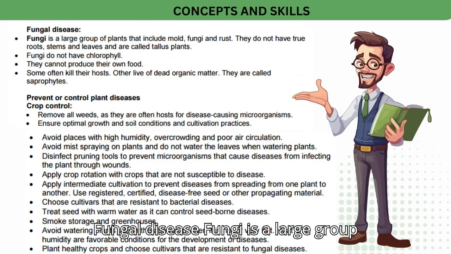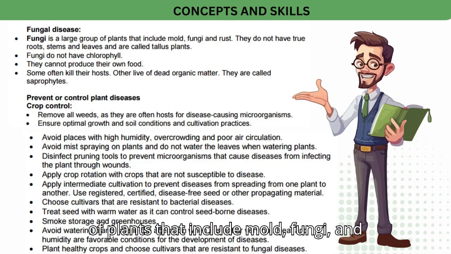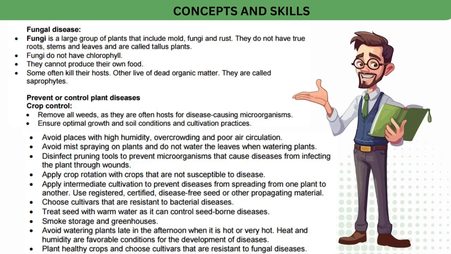Fungal disease. Fungi is a large group of plants that include mold, fungi, and rust. They do not have true roots, stems and leaves and are called thallus plants. Fungi do not have chlorophyll. They cannot produce their own food. Some often kill their hosts. Others live off dead organic matter. They are called saprotrophic.